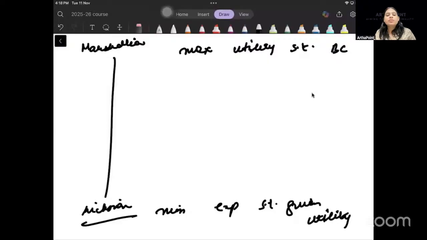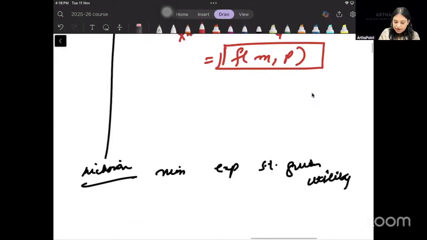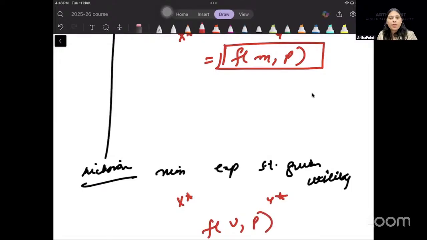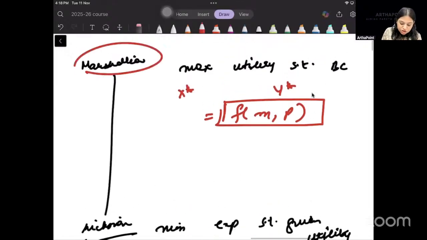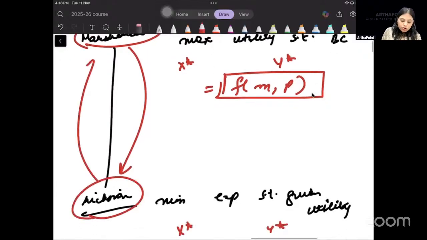Right? Subject to a given level of utility. Now the interesting thing is that the x star and y star we get from here are a function of income and prices. And the x star and y star we get from here are a function of utility and prices. Right? But from Marshallian we can go towards Hicksian, and from Hicksian we can go towards Marshallian.